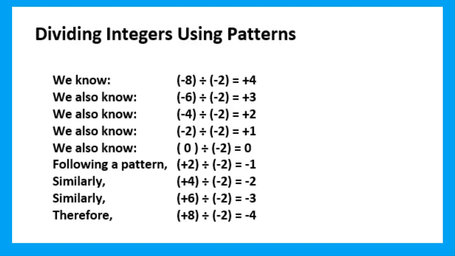Let's start with the same equation that we solved using the integer tiles, negative 8 divided by negative 2, which we figured out to be positive 4. Working our way towards 0 and beyond, we can see that the pattern continues into the negatives. When we get to the equation positive 8 divided by negative 2, we can see the answer of negative 4.